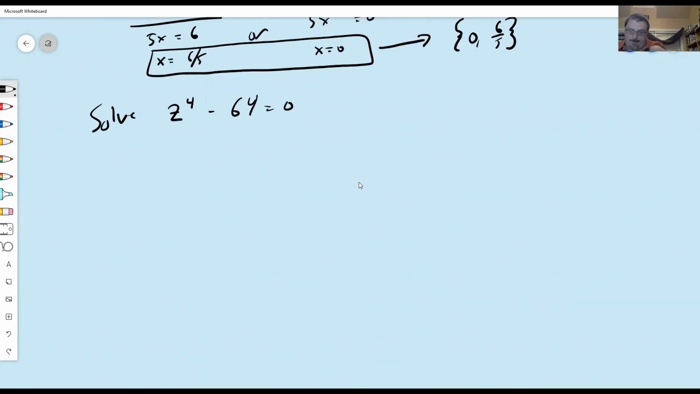All right. This one here is missing a middle term, so it's a little bit rougher. But one of the clues I have looking at this gives me an idea. I know that 64 is 8 squared, so 64 is a perfect square. And looking at this, z to the 4th actually means you have z squared times z squared, which is z squared squared.